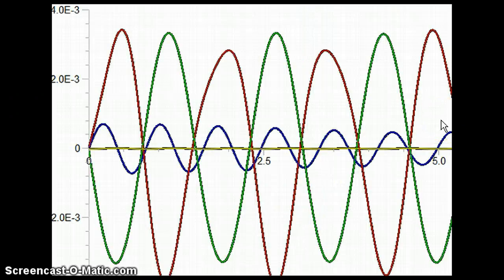When looking at the oscillations of the graph, the blue line represents the change in kinetic energy. The red line represents the change in potential spring energy, and the green line represents a change in potential gravitational energy. The yellow line in the middle represents the total change in energy. This proves that the change in energy will be 0. This also proves that no work is being done on the system.